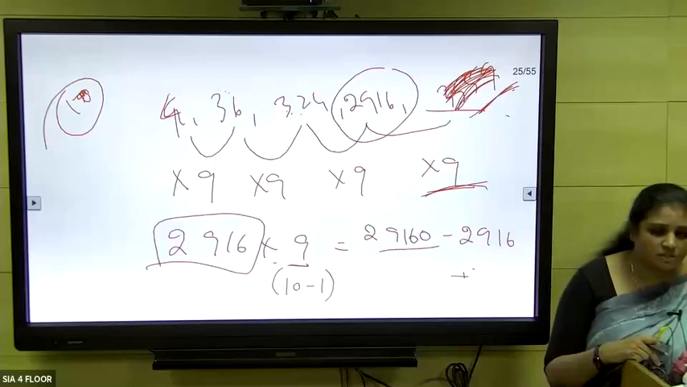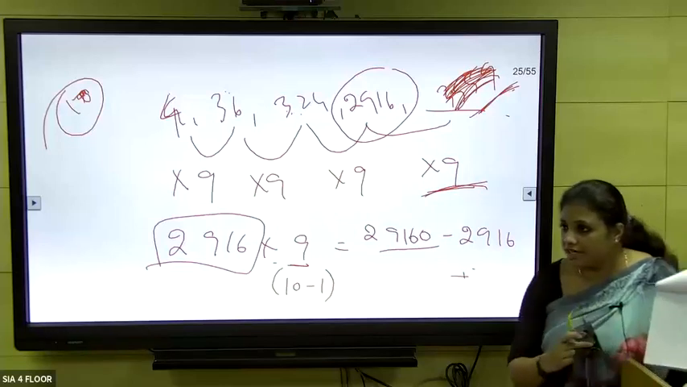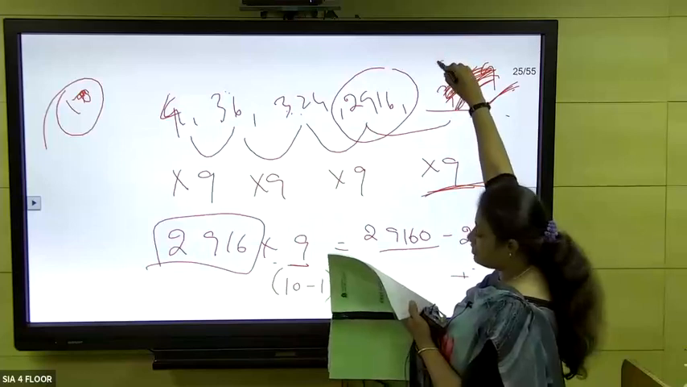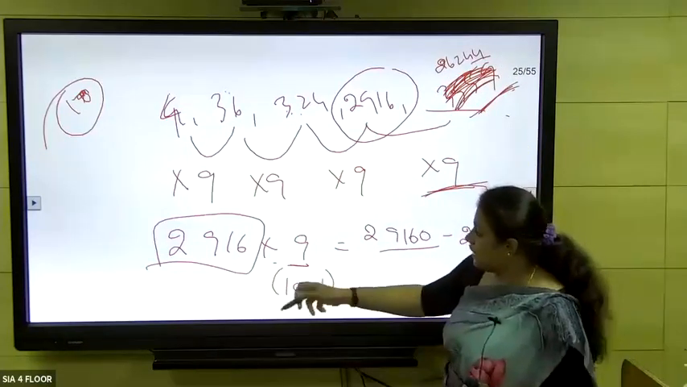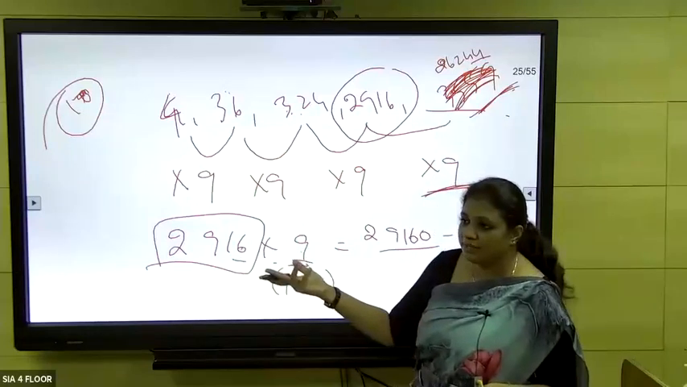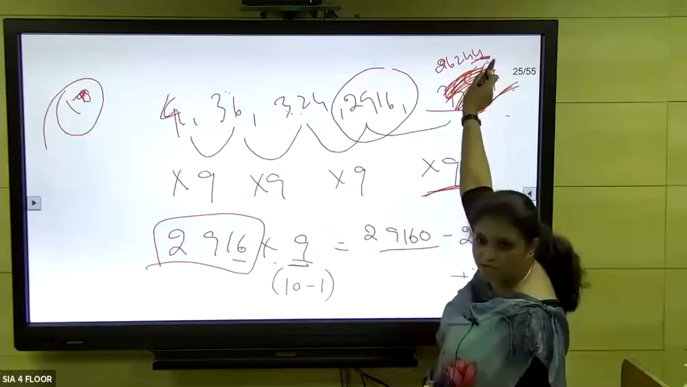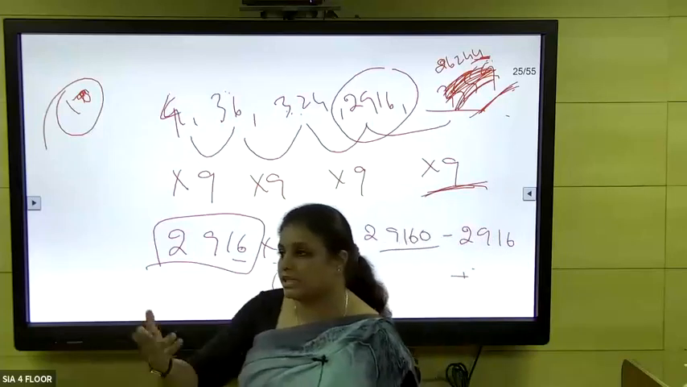Or else you can see the unit digit. I hope option A is correct, right? Option A is correct, right? 26244. So it can be done in one more way also, by multiplying the last digit with the last digit. 6 into 9 is 54, right? 6 into 9 will give you 54. The option which is ending with 4 is only this option. So you can choose like that also. Sometimes it comes like that.